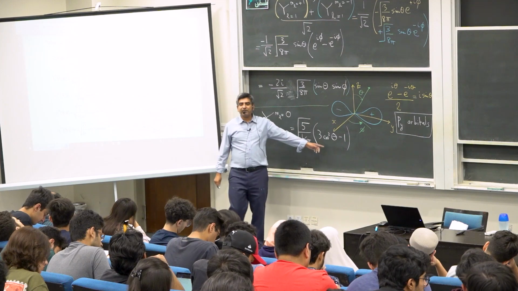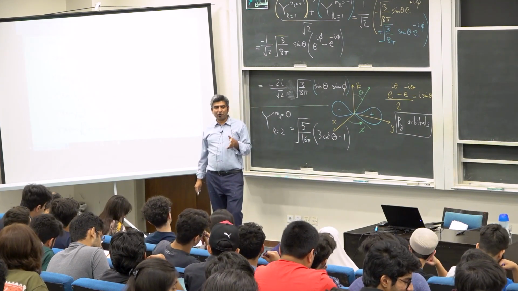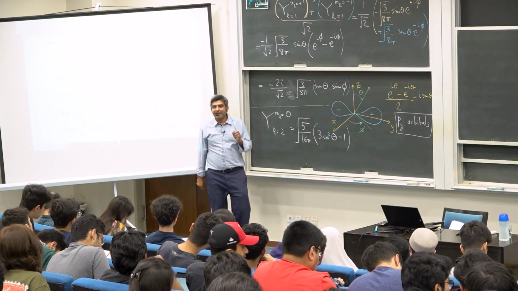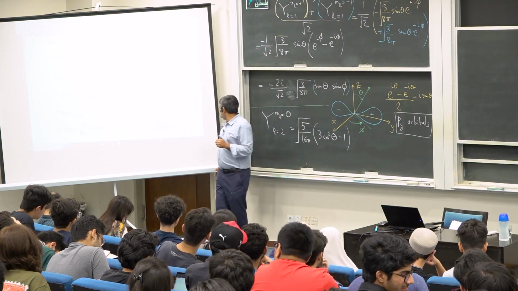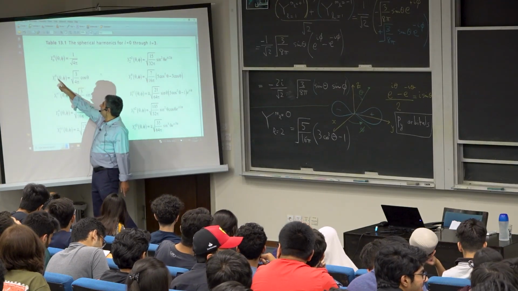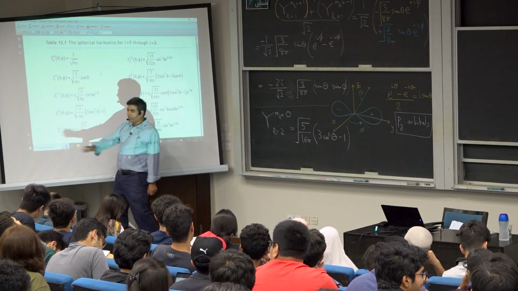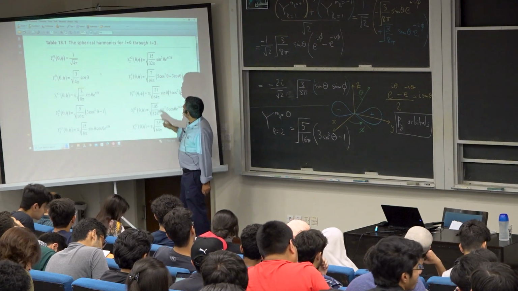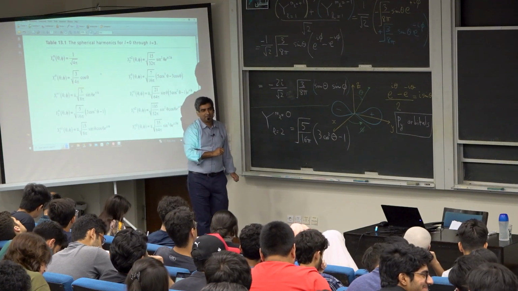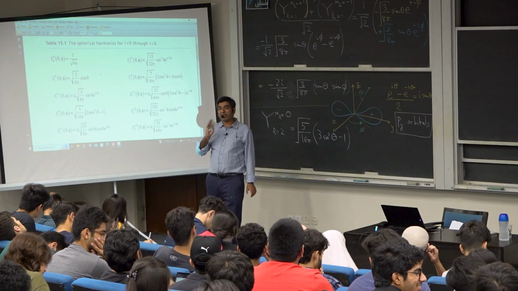So this does not have any phi dependence. This orbital doesn't have a phi dependence. In fact, if I were to look at this table over here, ml equals 0, no phi dependence. So all the ml equals 0 orbitals are devoid of any phi dependence.